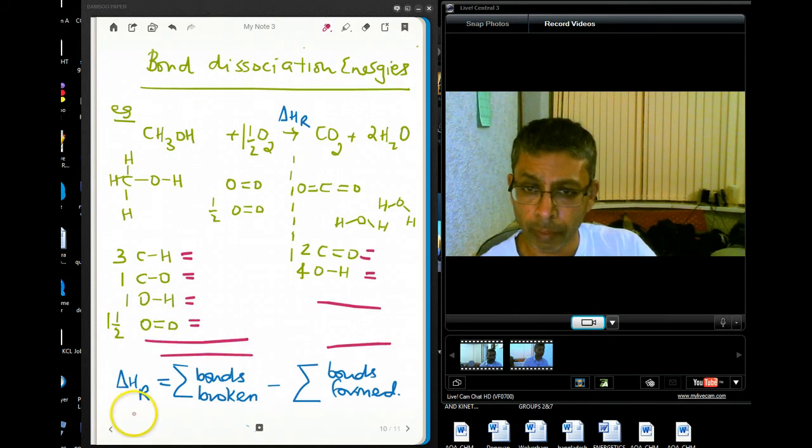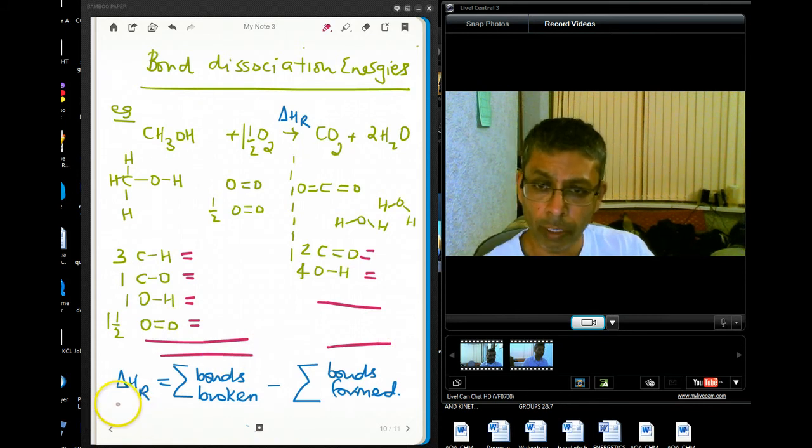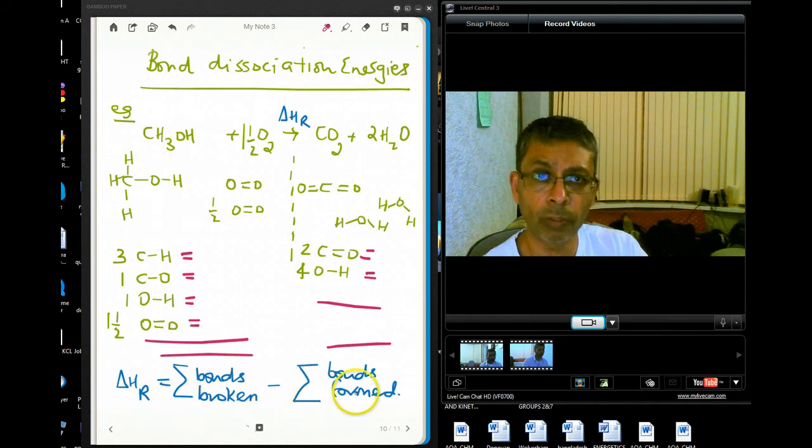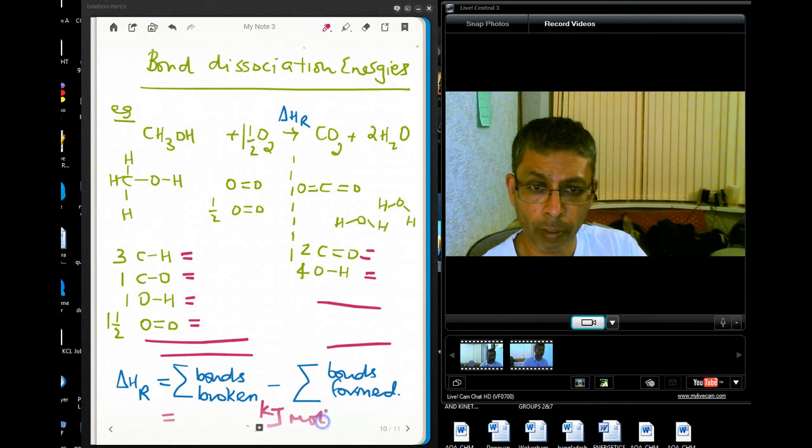and then you write down this formula: heat of reaction equals the sum of bonds broken minus the sum of bonds formed, and that will give you your answer in, I think it's going to be, kilojoules per mole. And the sign, either plus or minus, will appear once you do the calculation.